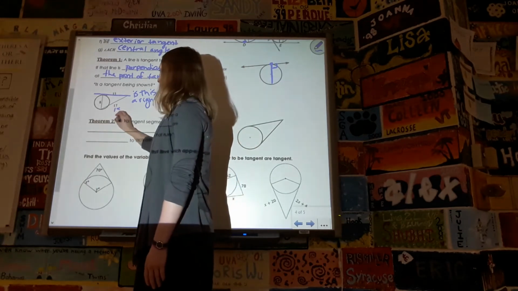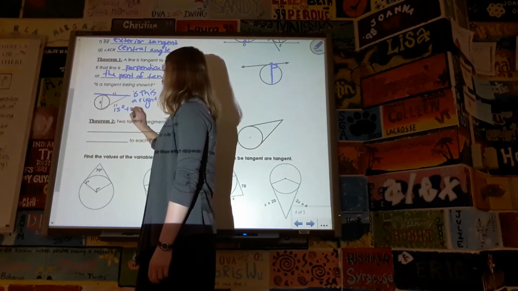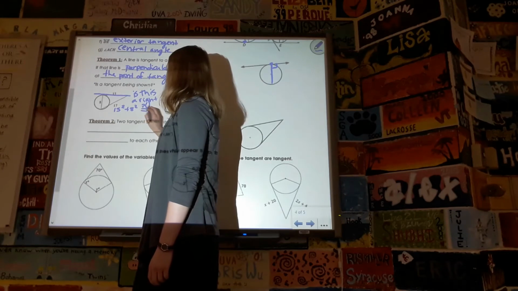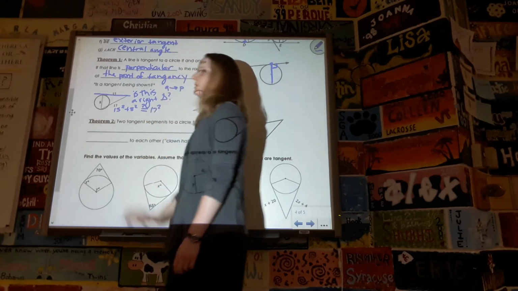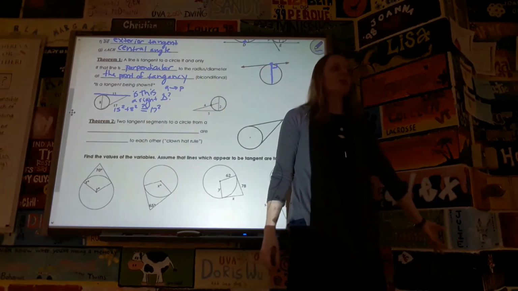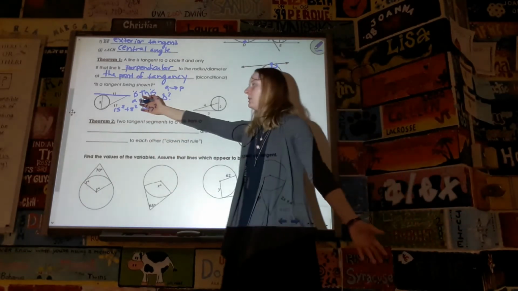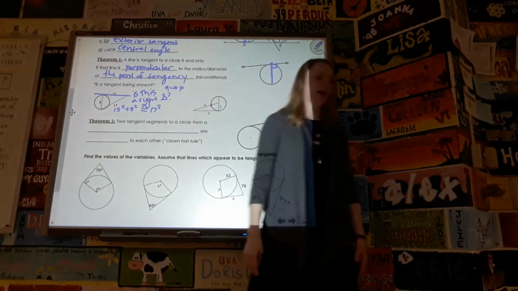So what you want to do is take 15 squared plus 8 squared, and see if that's equal to 17 squared. If it is, that means this was a right triangle. You have a right angle, therefore it was a tangent. If it's not, then it wasn't a tangent.